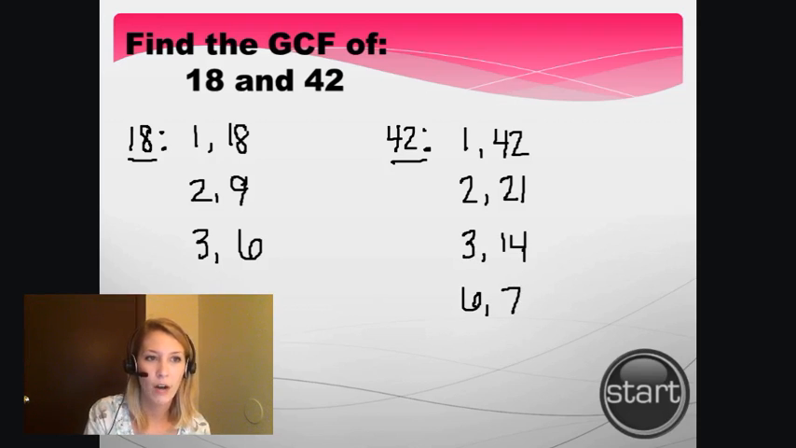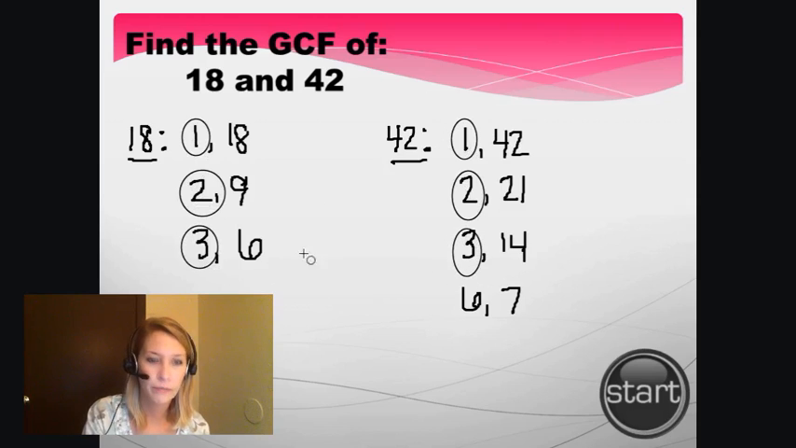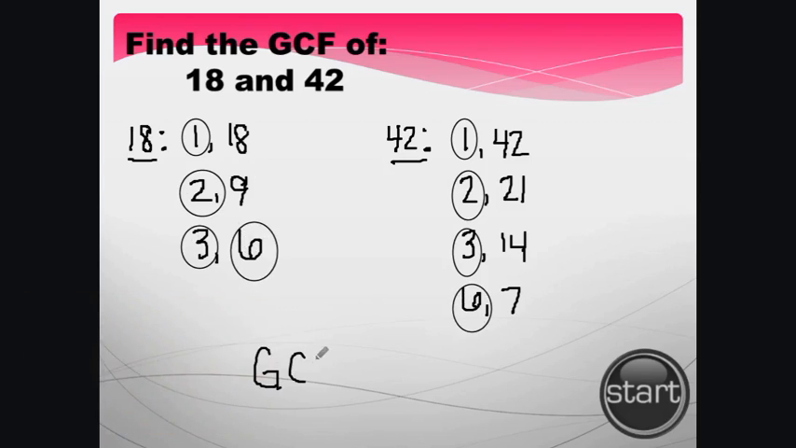Now we've listed out all of our factors, so let's go ahead and circle the ones that they have in common. 1 and 1, 2 and 2, 3 and 3, 6 and 6. So the greatest common factor of these two values is 6.